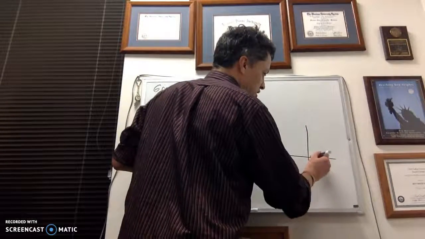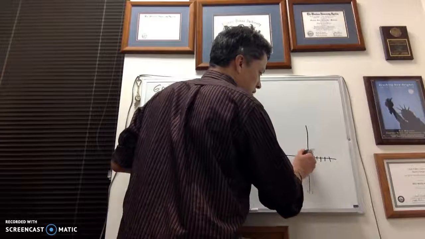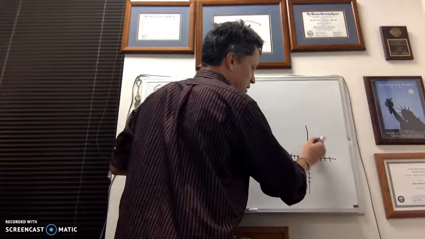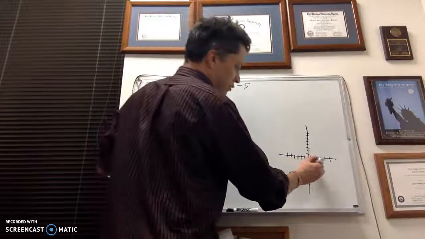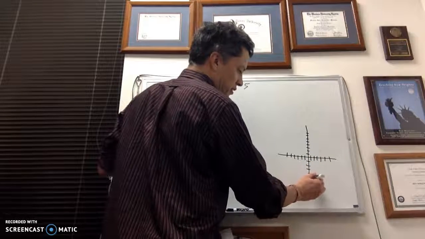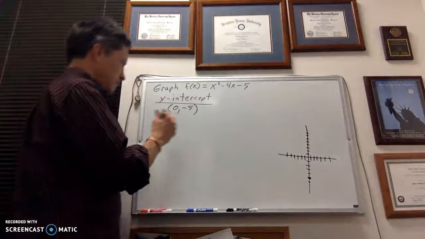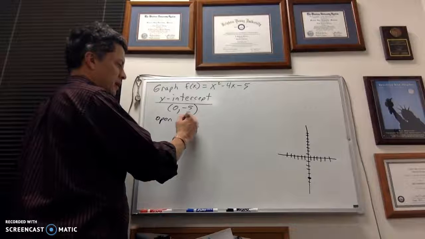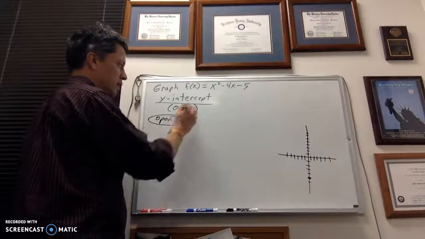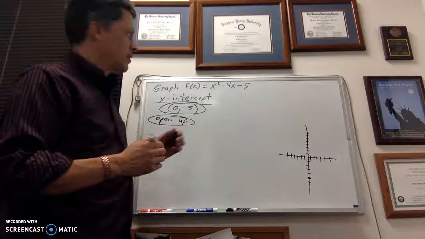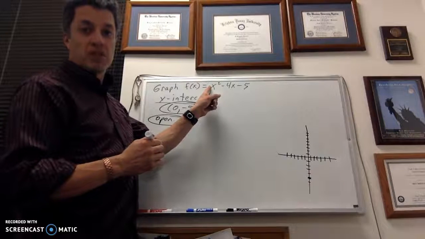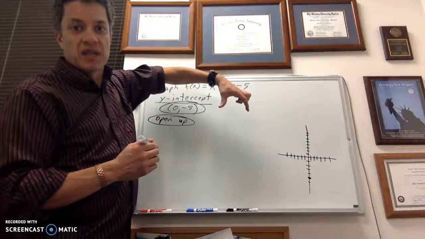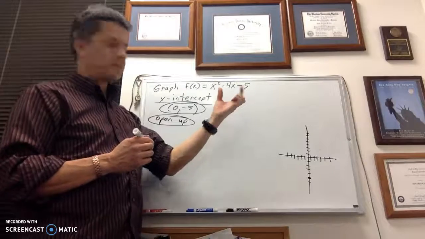So you put down a Cartesian coordinate plane here. (0, -5). 1, 2, 3, 4, 5. I'm right there. Okay. Now we need to figure out how this thing is going to open. Will it open up or will it open down? It's going to open up. And how you know that is because your leading coefficient is positive there. If there was a negative sign right there, then my parabola would have been upside down. But right now my parabola is going to be right side up.